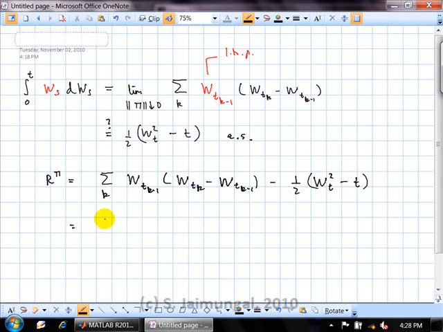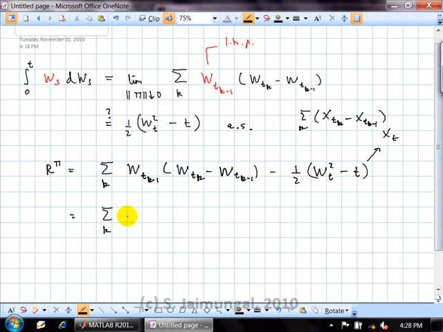So the idea here is to put that minus a half W squared minus t together into the sum itself. And since you have a fixed partition, I can always write a half W_t squared minus t as the sum over the increments of a half W_t squared minus t. If I think of this as just some new process X, I'm going to replace it by the sum, just the sum of its increments. Those are equal, right? Because this gives me the first point minus the last point. It's a collapsing sum. So that's exactly what I will do here. So now I'll put everything underneath the sum.